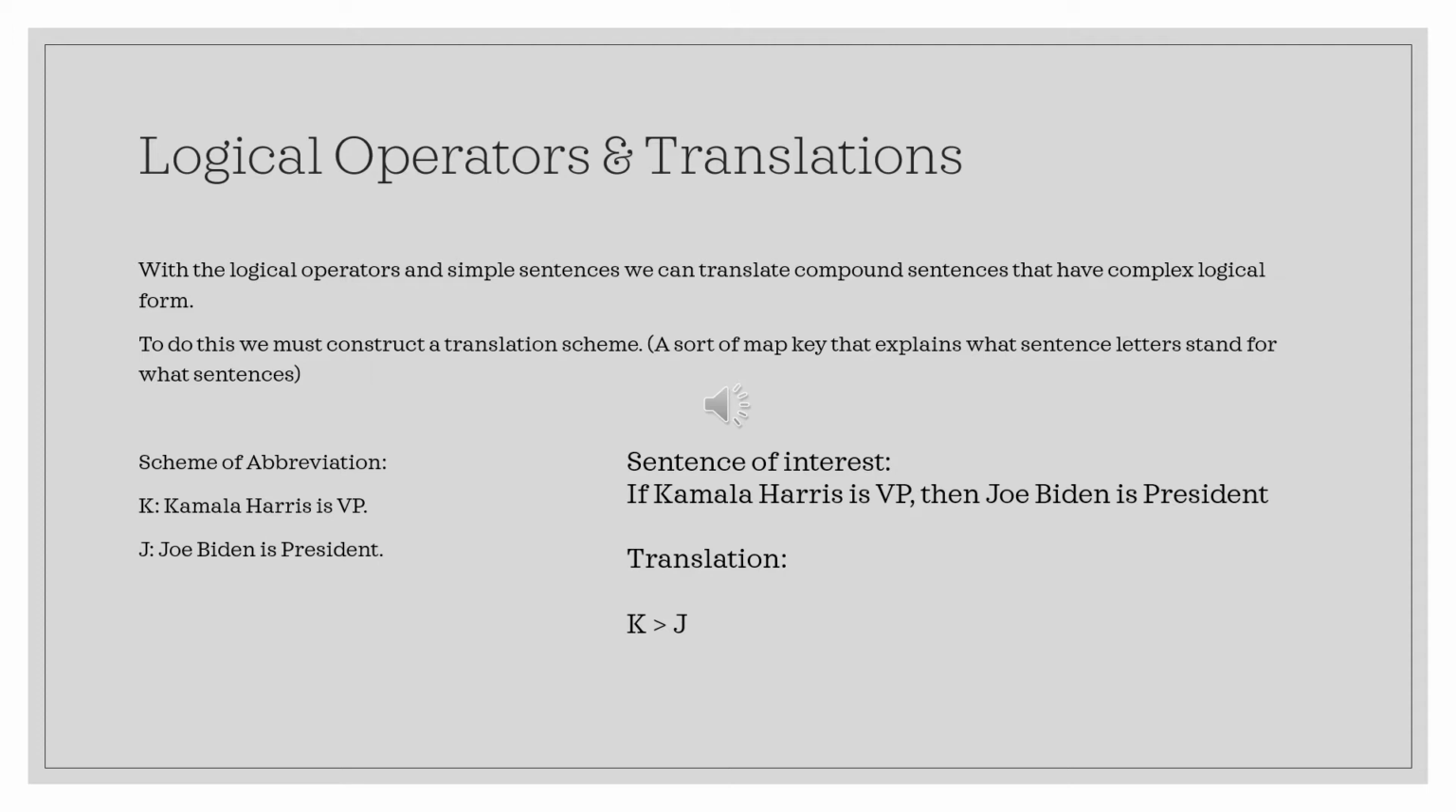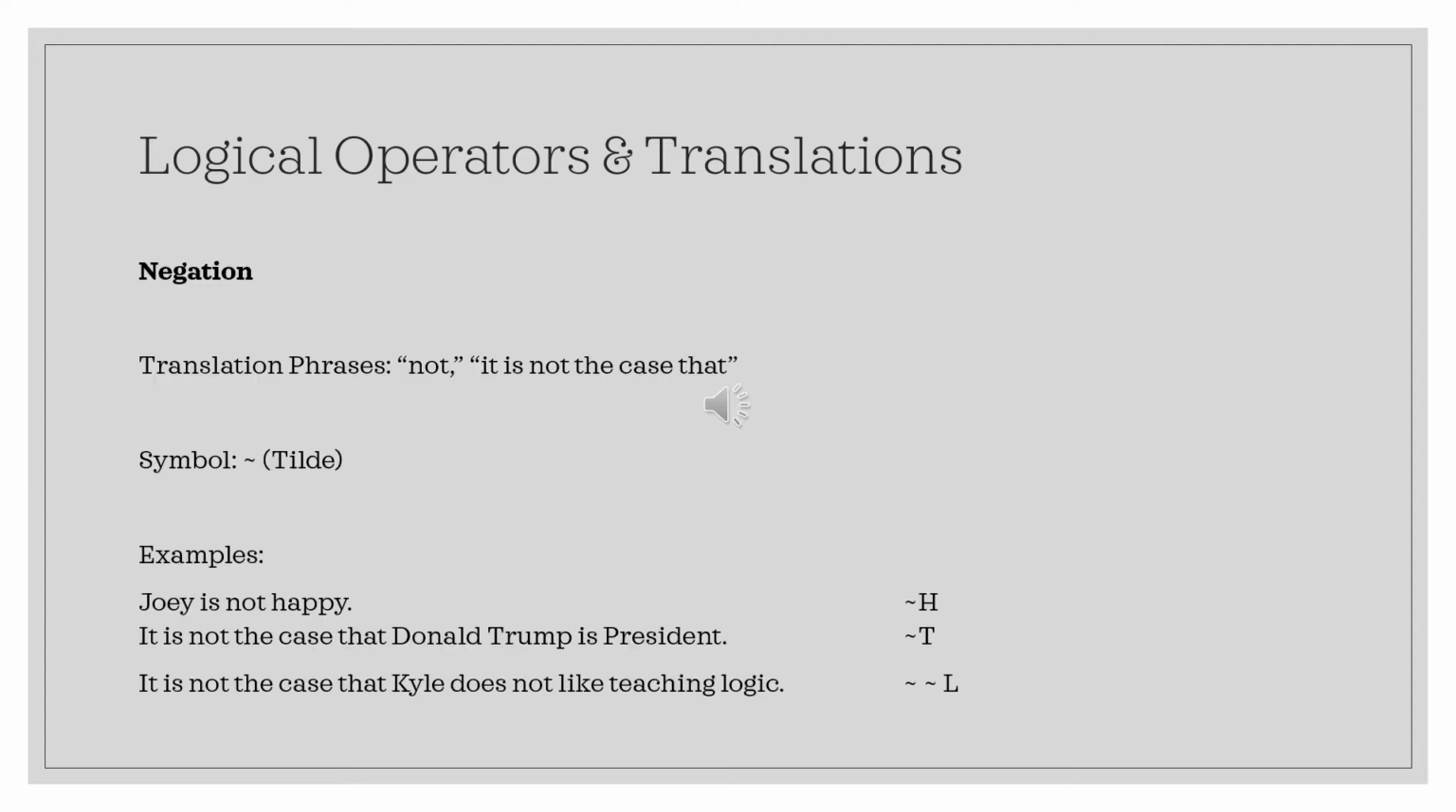So now the sentence that we're interested in translating into complex logical form: if Kamala Harris is vice president, then Joe Biden is president. Rather simple, straightforward conditional sentence. Now we've got our logical symbol that stands for if-then, and we've got Kamala Harris as vice president on the left and Joe Biden as president on the right. And so we put K arrow J, and that stands for the sentence of interest. And that's ultimately our translation of that sentence. Now we can take the case of negation.